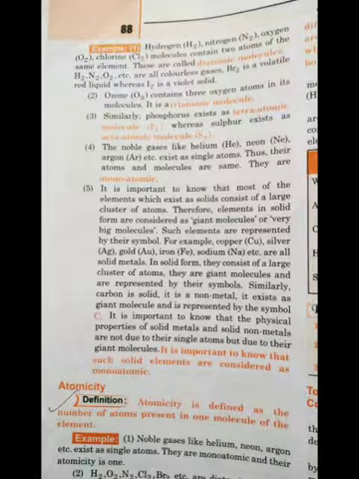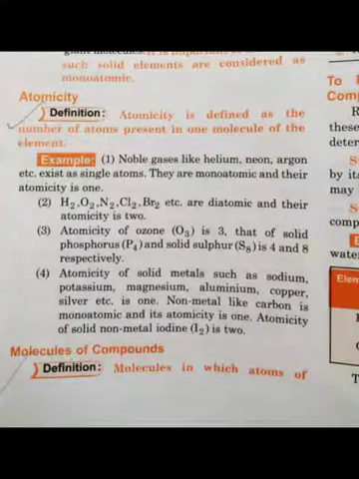Now next comes the diatomic, triatomic and tetratomic molecules. Diatomic molecules are those in which two atoms of the same kind are joined together, like H2, N2. These are diatomic. Triatomic is where three atoms of the same element are joined together, for example, ozone is triatomic. Then P4, that is phosphorus, is tetraatomic. Noble gases like helium, neon are monoatomic. Now this monoatomic, diatomic, triatomic defines the atomicity. It gives the atomicity of an element.